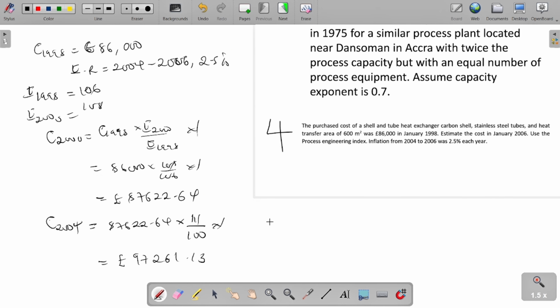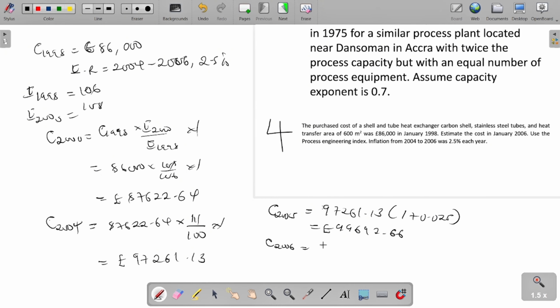So since I have this cost, that means that I can also calculate the cost for 2005 since I have the inflation rate. So the cost in 2005 becomes the cost in 2004, which is 97261.13, times 1 plus the inflation rate, which is 0.025, that's the 2.5%. So this gives me 99692.66.